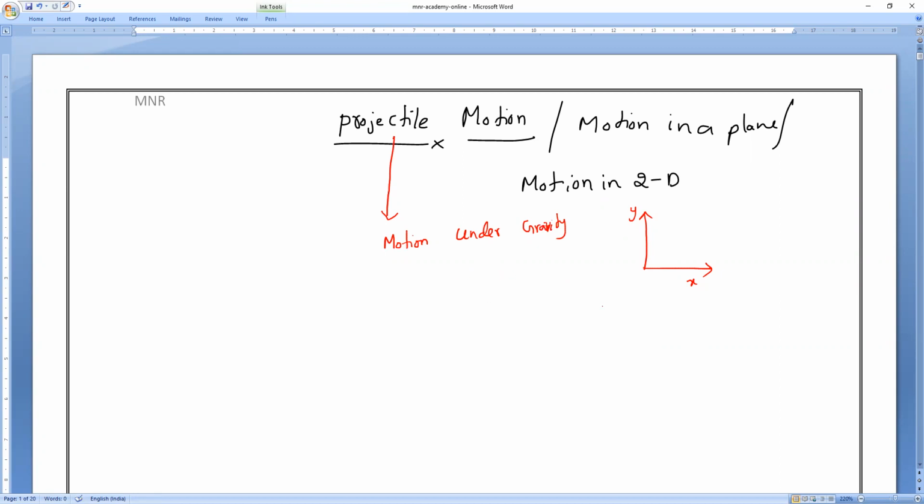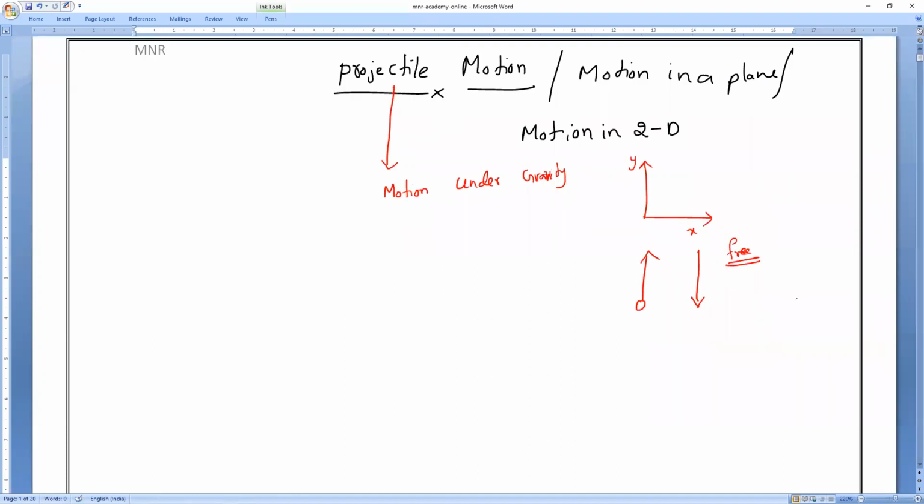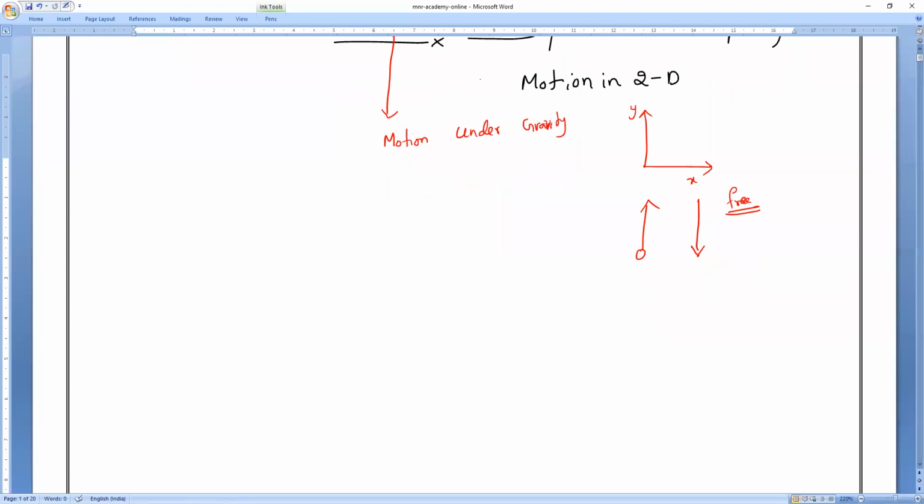So motion under gravity, we all know that. A ball is thrown upwards, a ball is coming downwards, free fall. We used to study it in class 9th, gravitation chapter. Am I correct, everybody? I think you all know also. Even in class 11th I have taught you. So when the ball is thrown upwards, when the ball is freely falling, we all know that it is accelerated motion. Is it yes or no, all of you? So it is accelerated motion.